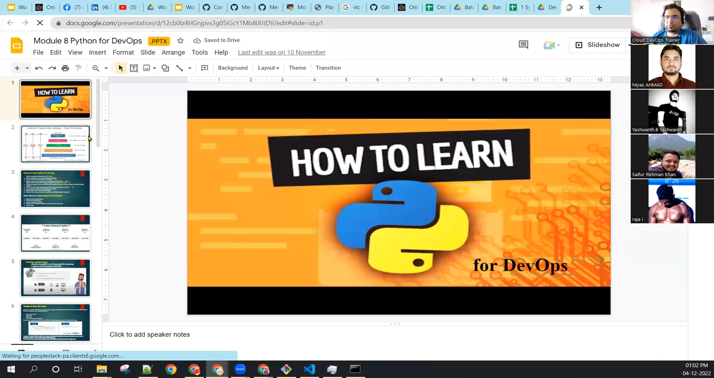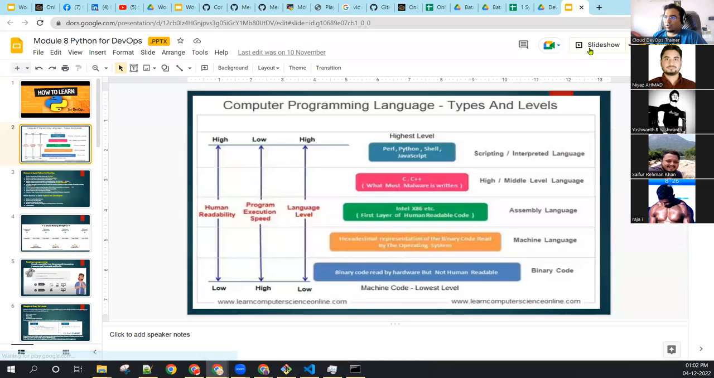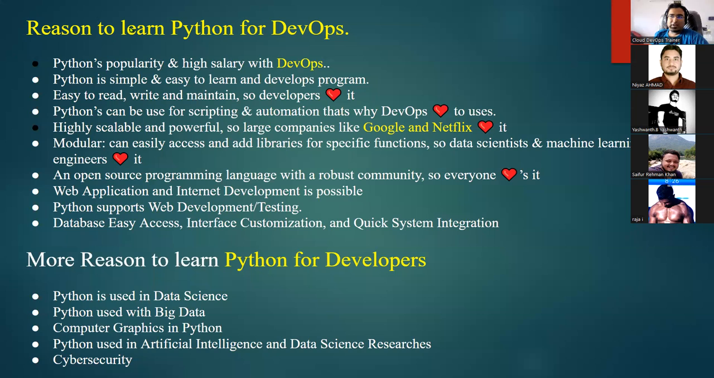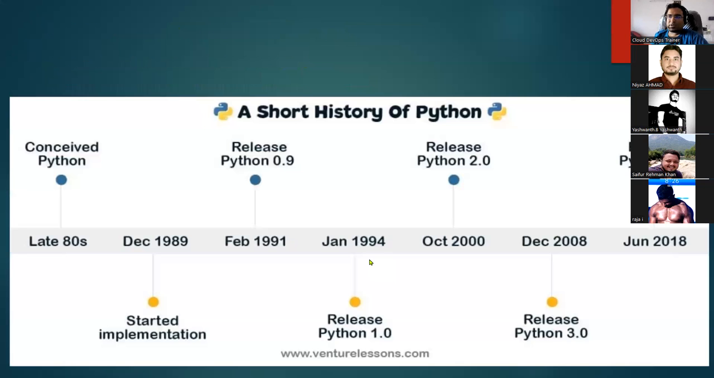How to learn Python for DevOps. I will start with what all programming languages are available, because I will not directly start the things. I will give the background so that you will understand Perl, Python, Shell Script, everything. Then why we have to learn Python for DevOps, why Python has been loved by developers. Python came in the 1980s, around 40 years back.